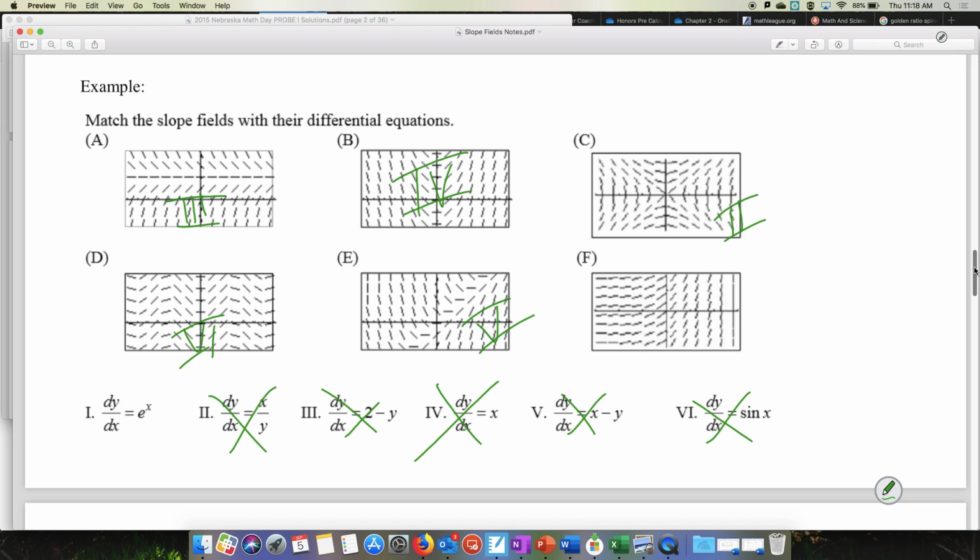Okay. Haley, we only have one left, but what's the answer? Number 1. Okay, and what stuck out to you about that? I'm not really sure. Okay, let me ask you this. What's the antiderivative of e to the x? E to the x. What does this graph look like? It looks like e to the x, right? Okay, so that's a nice one to pair up. All right. Very good.